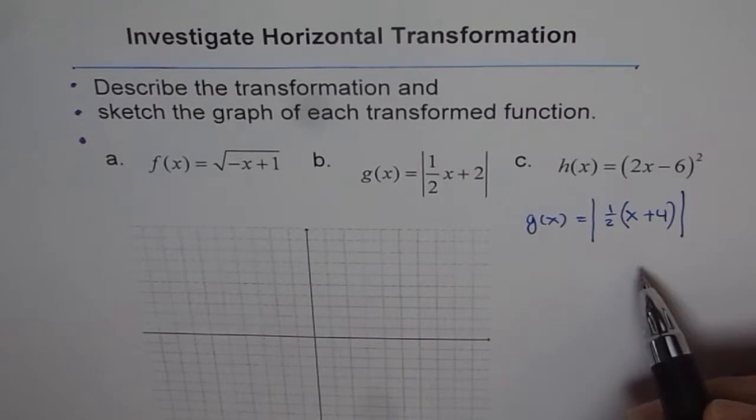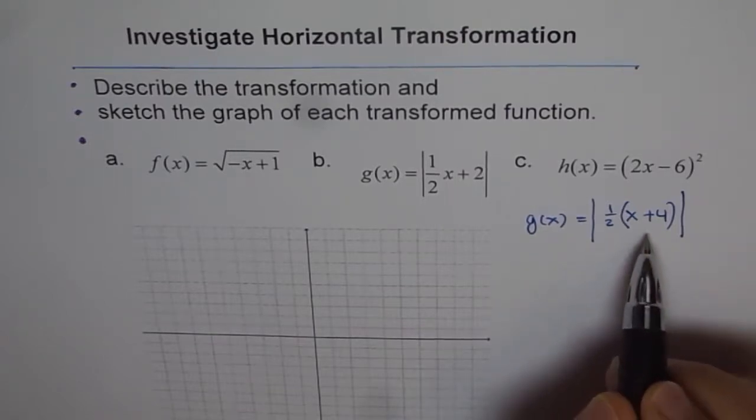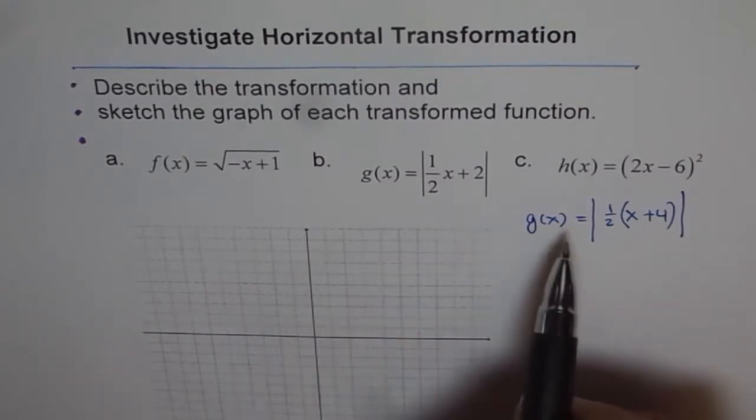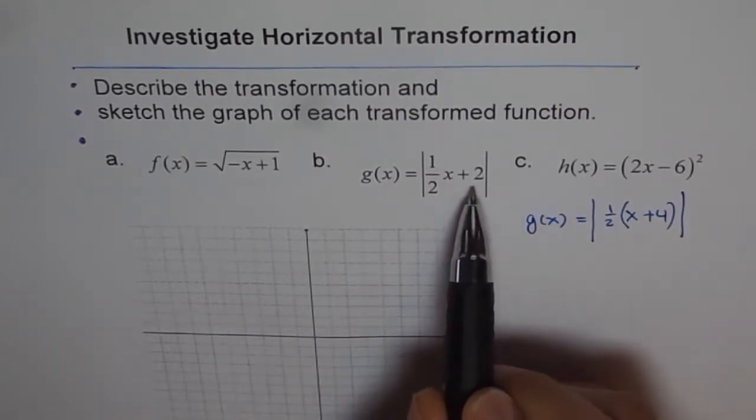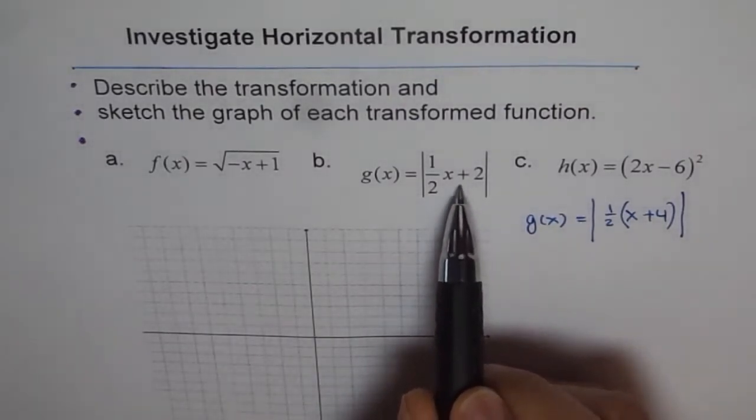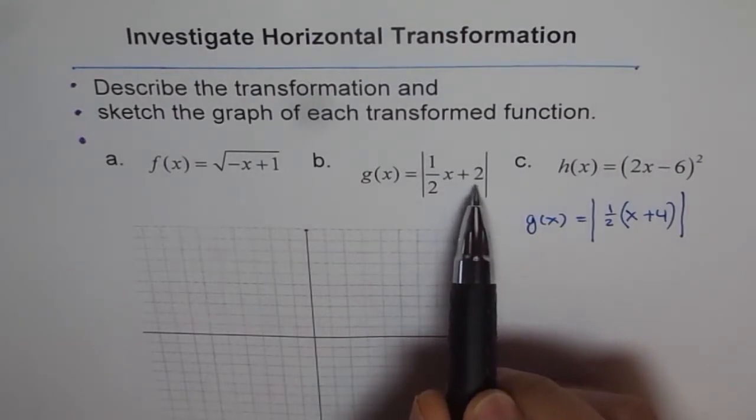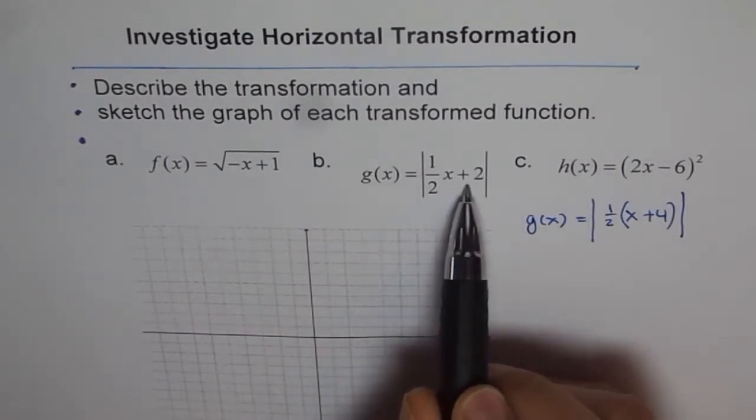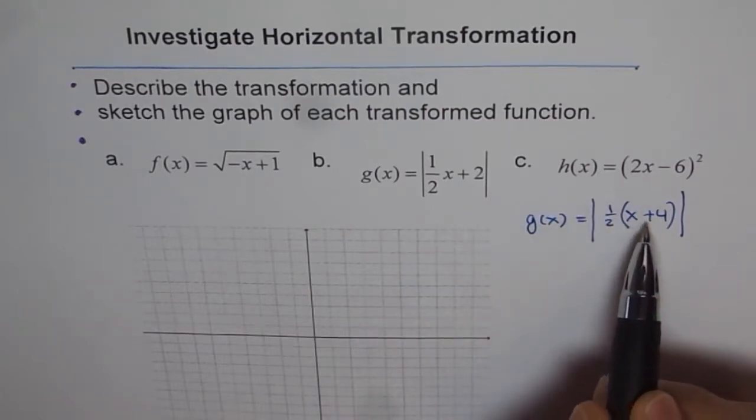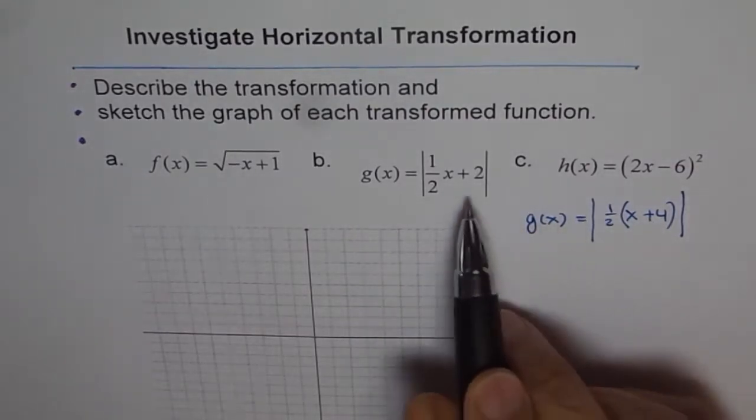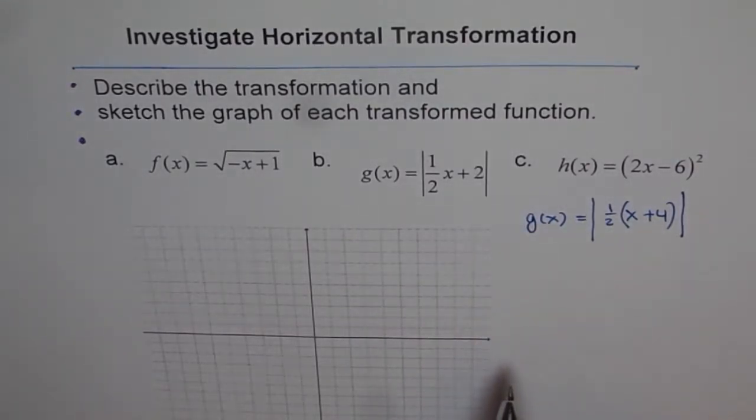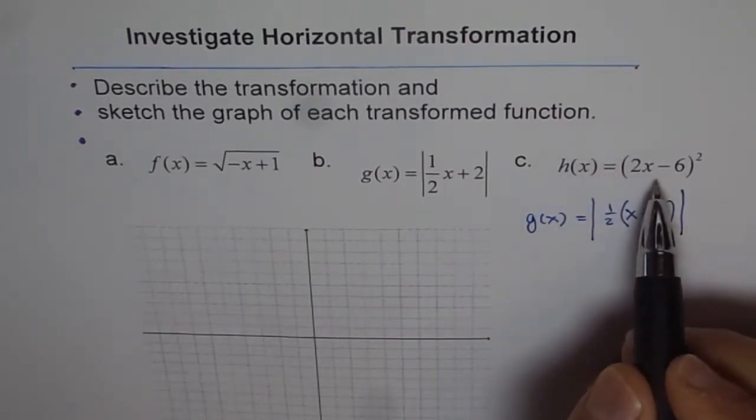Some of you must have noticed that writing like this saves you from making an error. If you don't factor half, then what will you write for this 2? You will say this is a horizontal translation of 2 units to the left, but actually it is not 2 units. It is 4 units left. This is a common mistake which I've seen so many times. So that is kind of critical. Here also one can make a mistake.